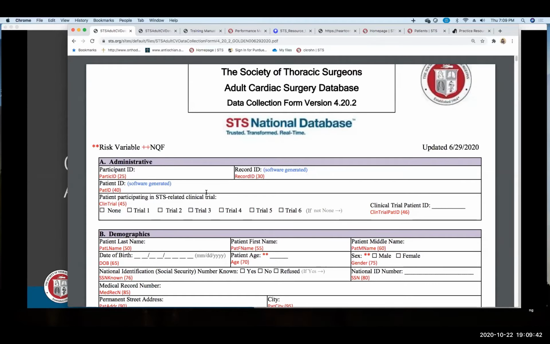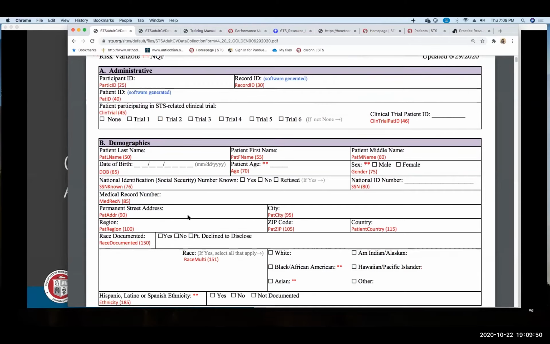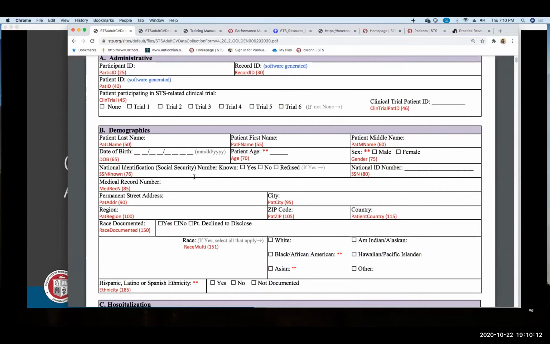So I'll just briefly run through this, and we're going to spend a little bit more time in the anesthesia section to introduce you to that. We collect the basic demographic information, patient age, sex, things that we use for national identifiers. This assists us with doing linkage to the NDI, the National Death Index, which is a project we are currently working on now and hope to have complete within the next few months to see longitudinal outcomes.